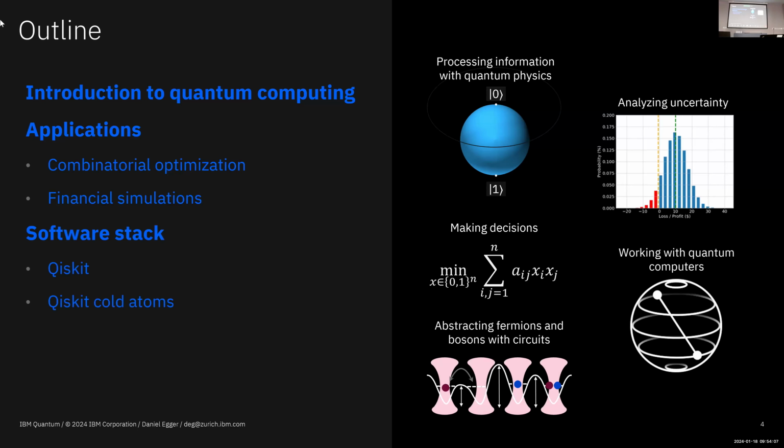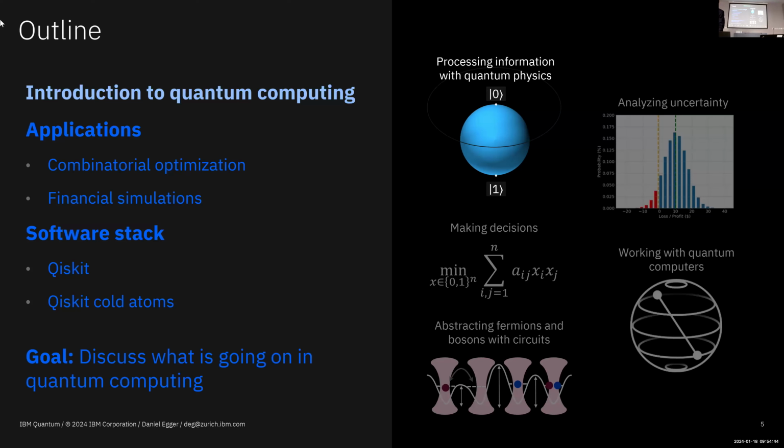Now, as mentioned in the title, I also want to talk a little bit about the software stack. So the Quantum Information Software Kit, which allows us in the community to control these quantum computers. And this is also a nice segue into a Qiskit community project named Qiskit Cold Atoms, which tries to, let's say, abstract the control of certain cold atom-based experiments in the language of quantum circuits. And so basically the goal here is to have a little bit of a discussion around some of the topics that we find interesting at IBM. So without further ado, let's start with a short introduction to quantum computing.